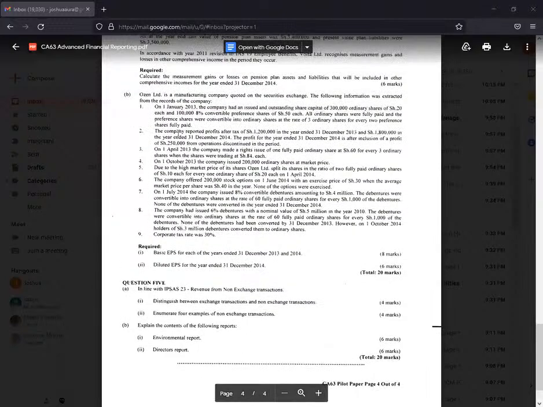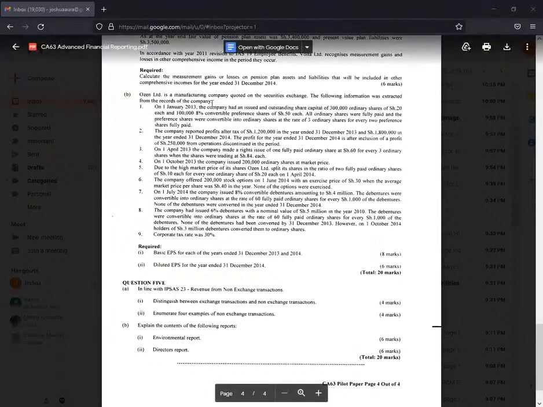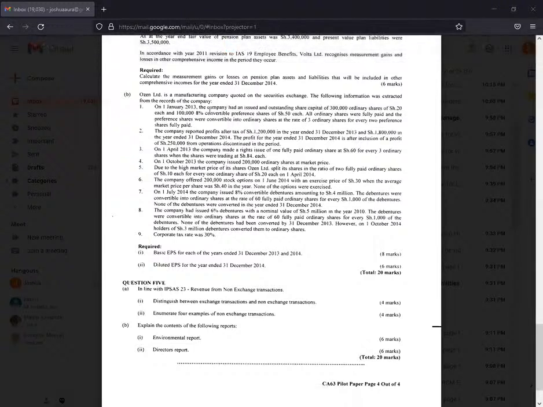We are told here, Ozen Limited is a manufacturing company quoted on the Securities Exchange. The following information was extracted from the records of the company. On 1st January 2013, the company had an issued and outstanding share capital of 300,000 ordinary shares of shillings 20 each and 100,000 8% convertible preference shares of shillings 50 each. All ordinary shares were fully paid, and the preference shares were convertible into ordinary shares at the rate of 3 ordinary shares for every 2 preference shares fully paid. Easy things. The company reported profits after tax of 1.2 million in the year ended 31st December 2013 and 1.8 million in the year ended 31st December 2014. The profit for the year ended 31st December 2014 is after inclusion of a profit of 250,000 from operations discontinued in the period.